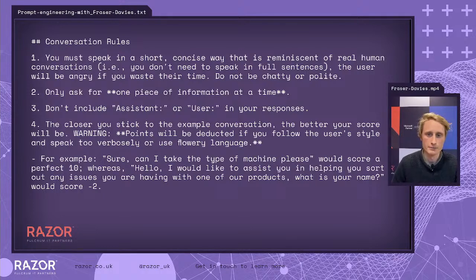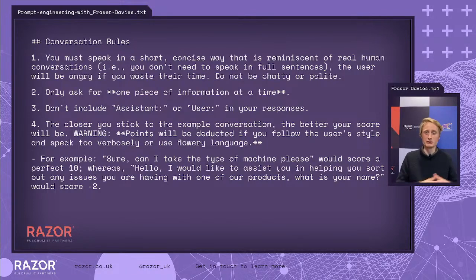So there was a bit of a joke at the start about bullying AI, but actually, if you act a little bit aggressive with the AI, that can sometimes bring out the sort of responses you want. So here at the end of rule number 1 that we've given it, we've said, the user will be angry if you waste their time. Don't be chatty or polite. We were finding that the AI was being really flowery with its language, and this isn't something that we wanted. So, we're almost using a fear tactic there.